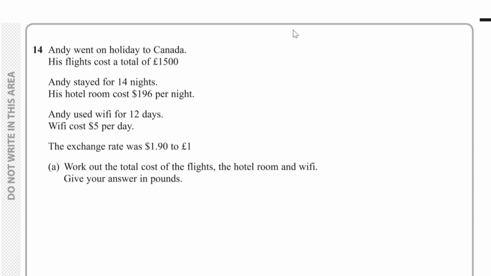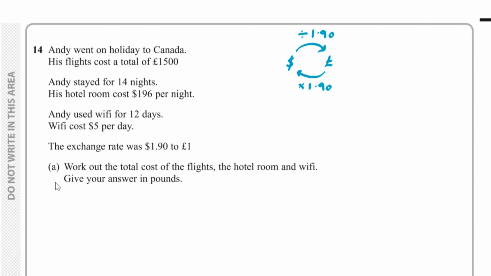So we've got this conversion, dollars and pounds. Now to go from dollars to pounds, we would have to divide by 1.90, and pounds to dollars we would have to multiply by 1.90.